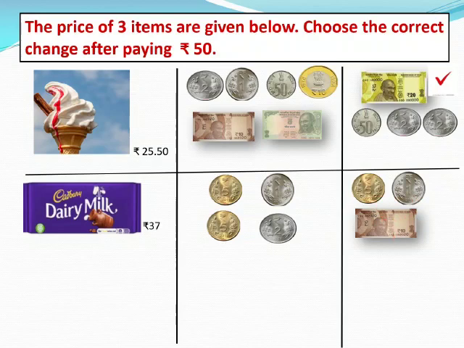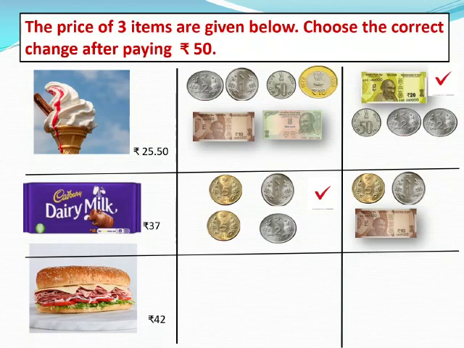That means which is correct? We have to get rupees 50. Add up to rupees 50, right? Amount paid, that is rupees 50. So which is the correct option? First one. When we add up, we are getting first option as rupees 50. So the correct change you have to get is 5 plus 5, 10 plus 1, 11 plus 2, 13 rupees you have to get as a change. Hope you understand, children.